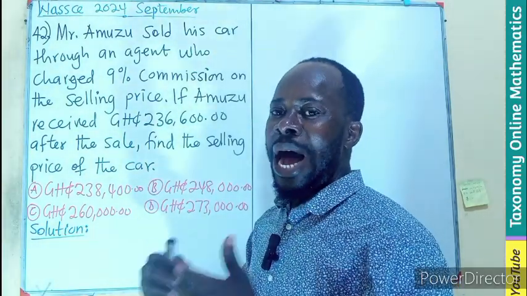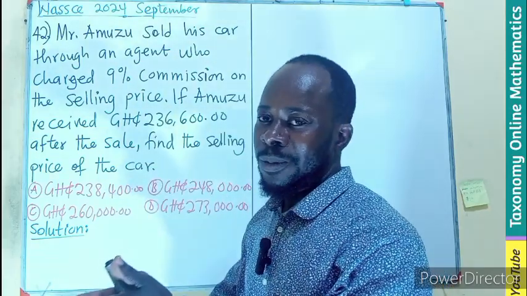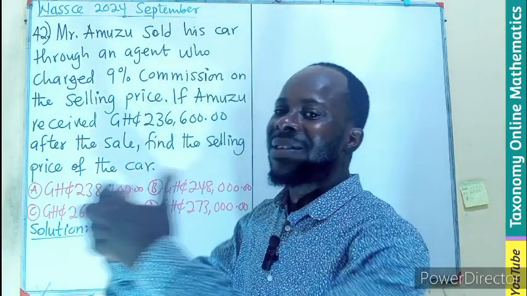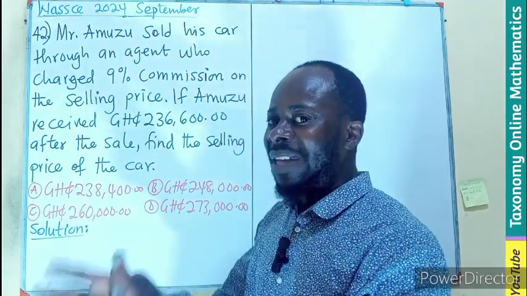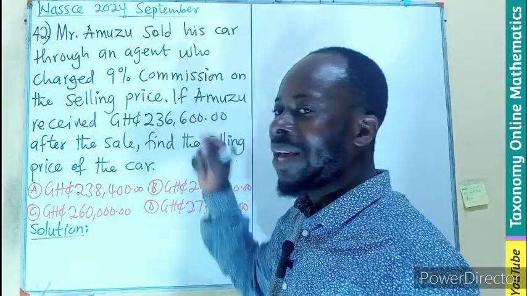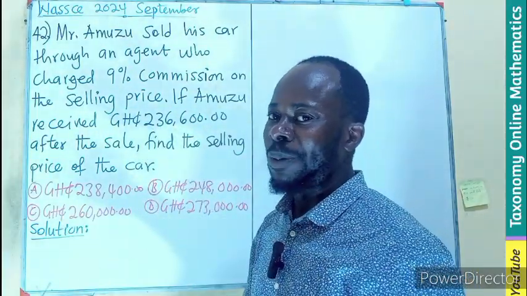We want to find out how much the agent sold the car for and how much commission the agent received with the 9%. Then how much is coming to Amuzu is being given to us. So let's leave the amount and focus on the percentage.